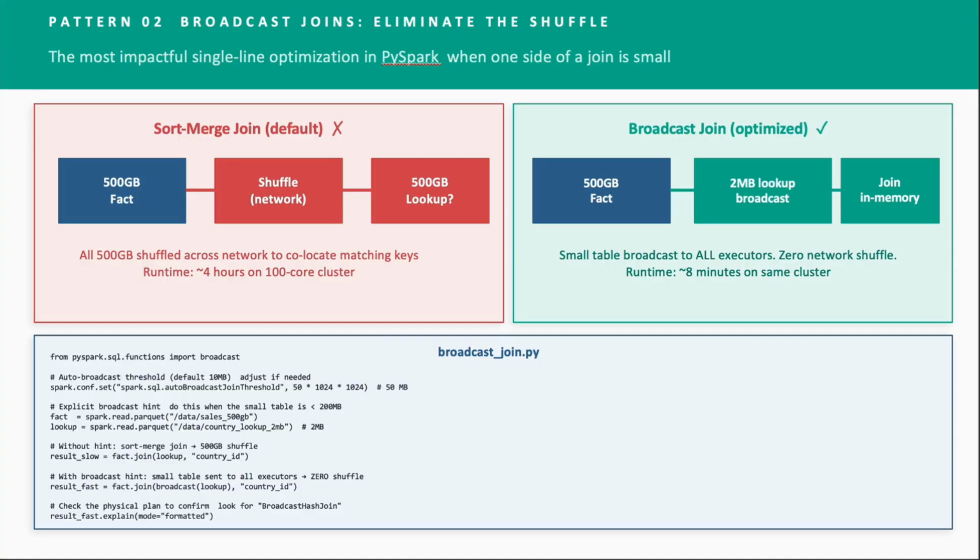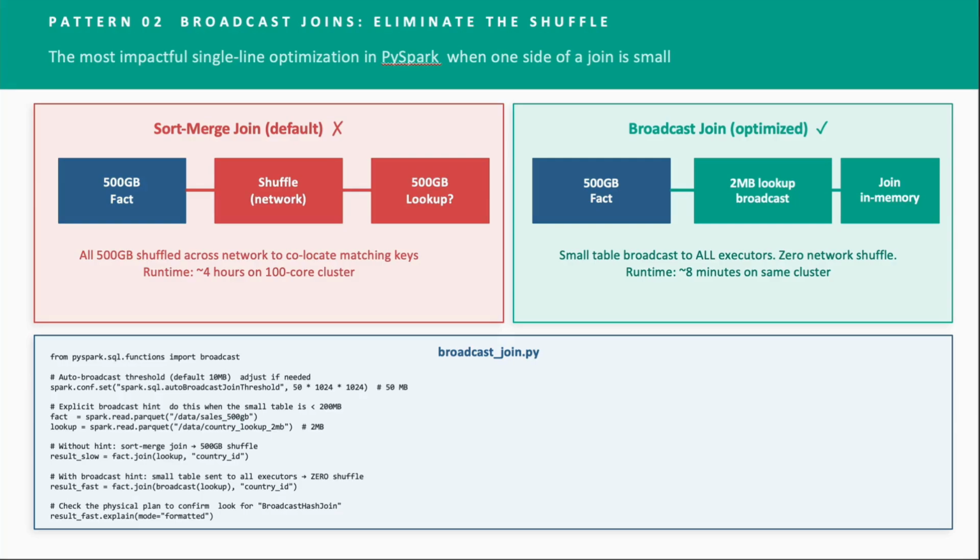Runtime is 4 hours. Broadcast join, the optimized path. The small table, 2 megabytes, is sent to every executor once. The large table never moves. Every executor has the full lookup table in memory and performs the join locally.